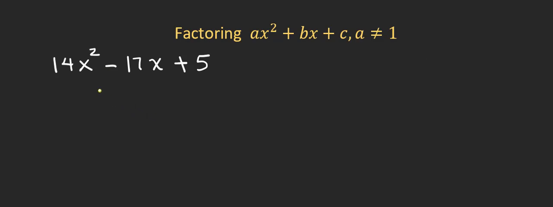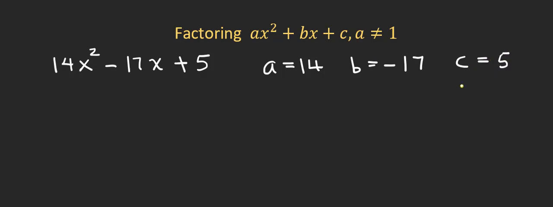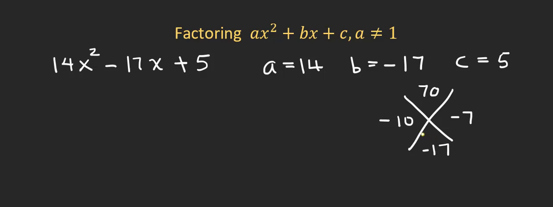Let's take a look at another example. We have a equals 14, b is negative 17, and c is 5. So using the x method, 14 times 5 is 70, and we got negative 17. So we need to find factors of 70 such that when you add them up, you get negative 17. It looks like it's going to be negative 10 and negative 7. Negative 10 times negative 7 is 70, and when you add them up, you get negative 17.